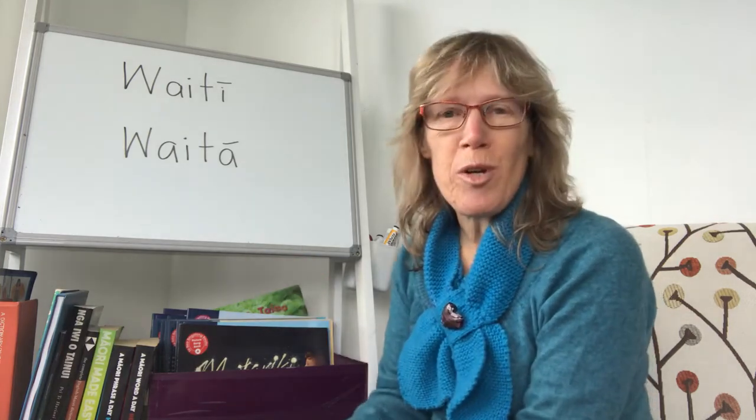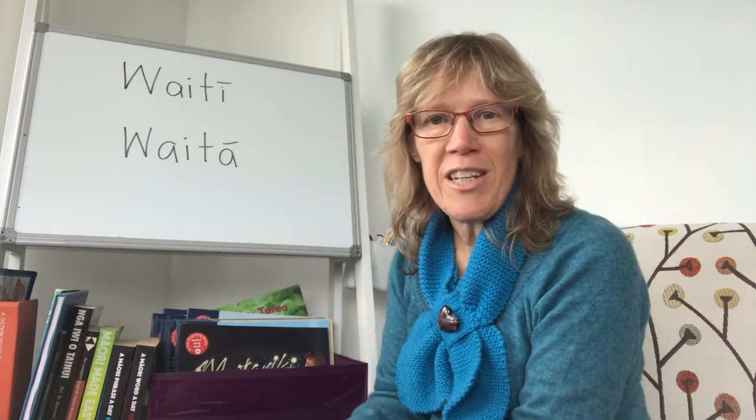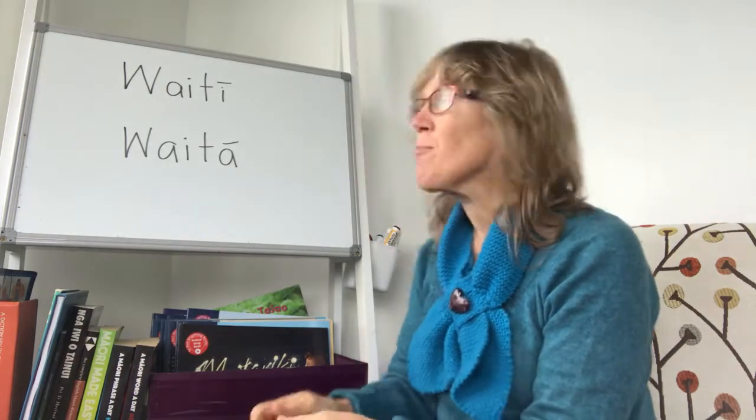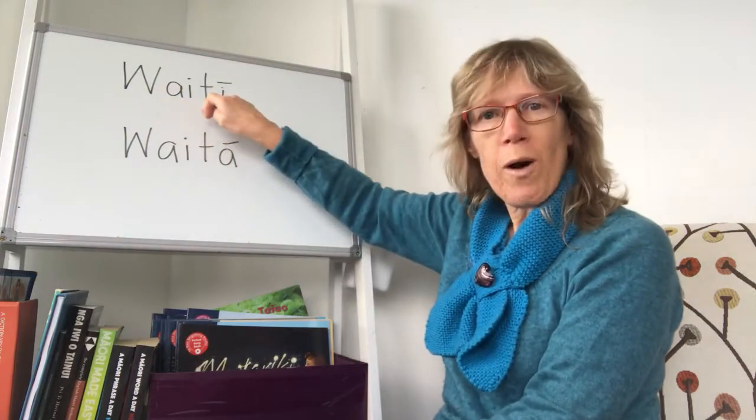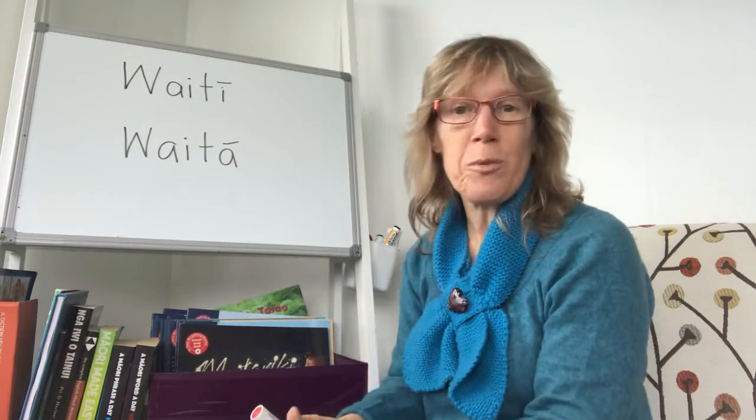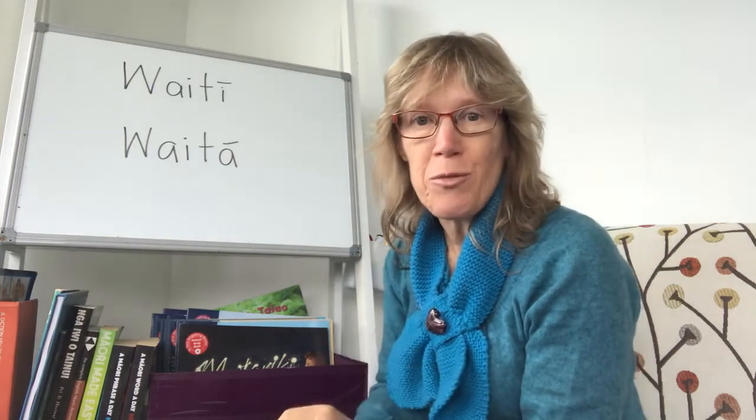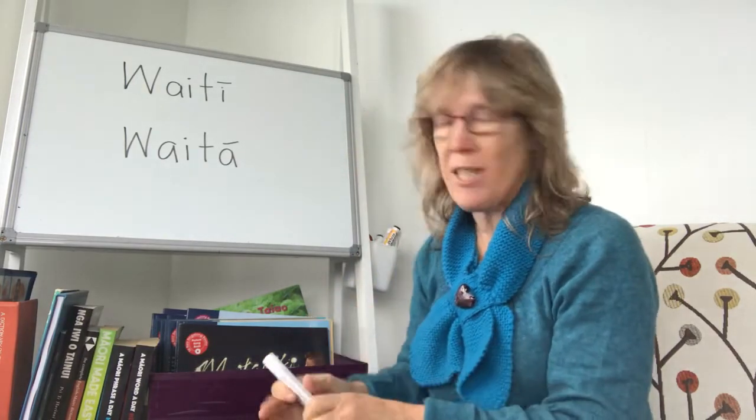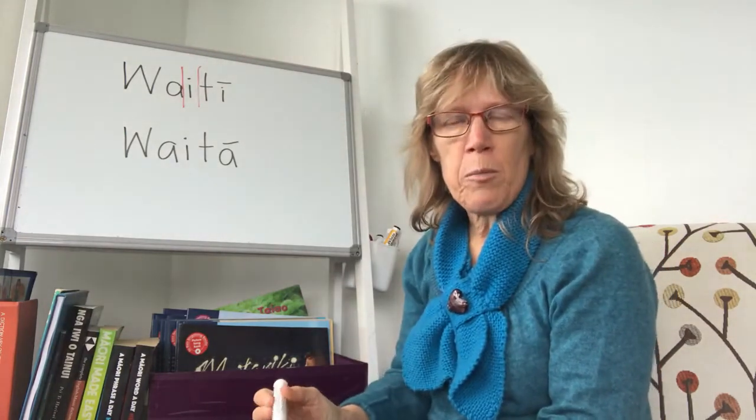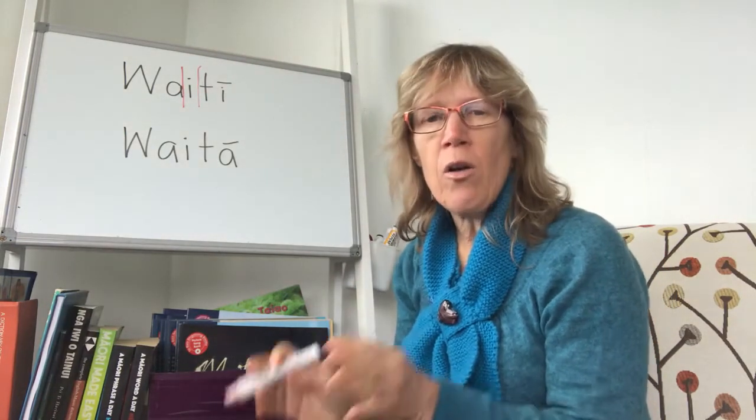Today I'm going to be talking about the pronunciation and meaning of two of the stars in the Matariki star cluster. So we've got Wai-tī and Wai-tā, and it's a really good example of the different pronunciation of the letter T. So we're putting a break after each vowel.